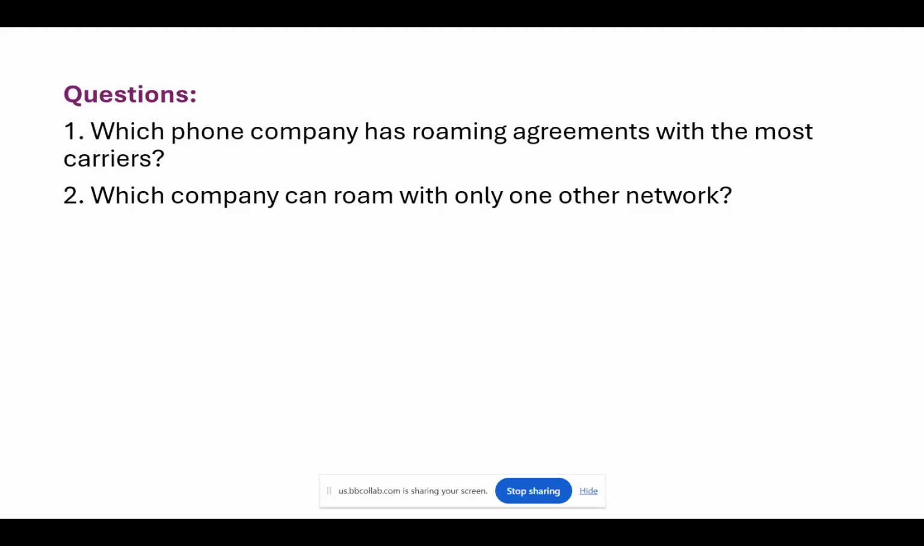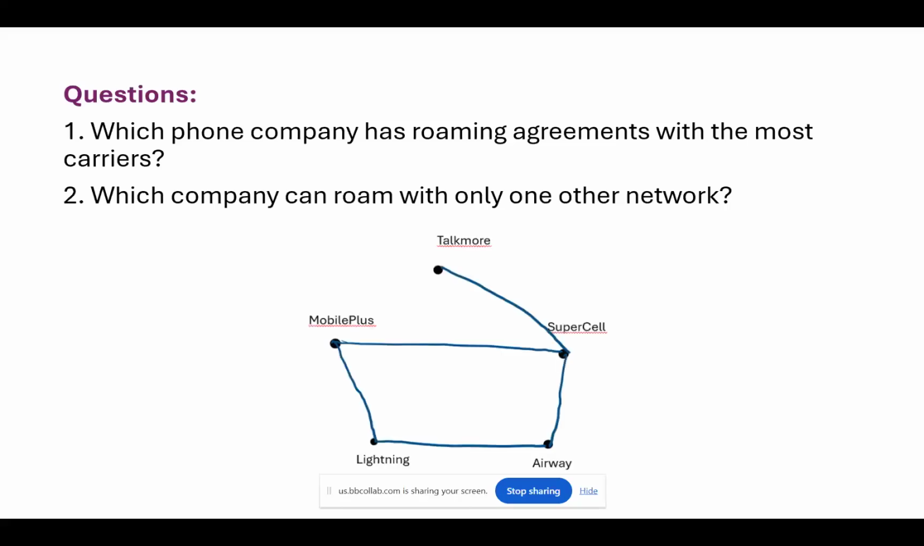For example, which phone company has roaming agreements with the most carriers? In the graph, this would translate to which vertex has the most connections. So we see Mobile Plus has two edges coming out of it. Lining has two. Airwave has two. Supercell has three connections. So that would be the correct answer.